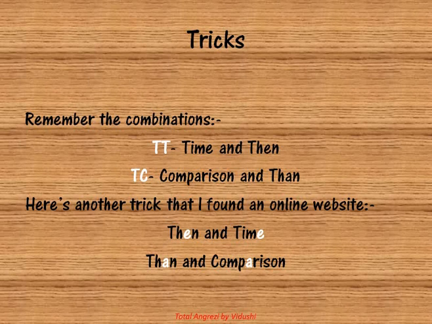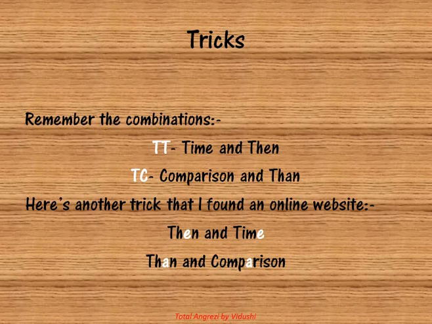Now here are two simple tricks that you can use to remember the correct use of then and than. You put the combinations TT, and when you read the sentence, try and analyze. Is it talking about a time, or is it comparing two things? If it's talking about time, remember the combination TT. So time and then. T, T. T is equal to time, T is equal to then. On the contrary, if it is a comparison, you remember the combination T, C. T is equal to than, and C is equal to comparison.